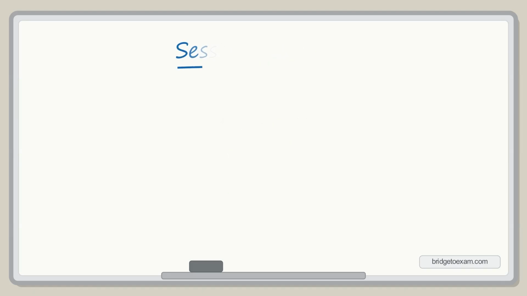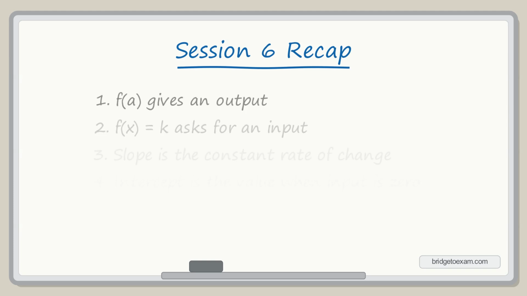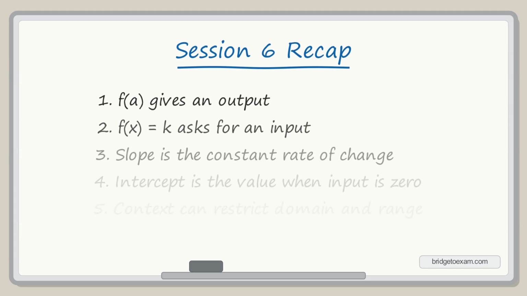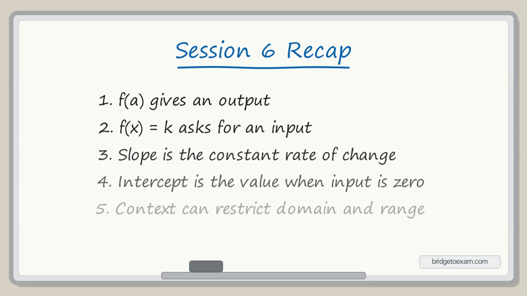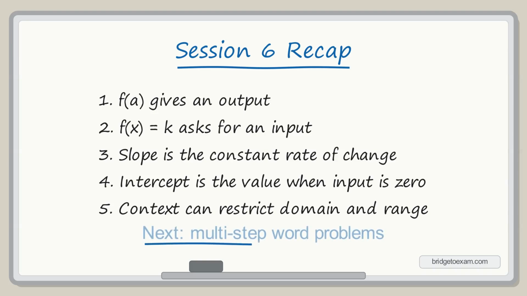Session 6 recap. Function notation tells you whether you are finding an output or an input. Slope is the constant rate of change. The intercept is the value when the input is 0. In modeling, attach units and let context restrict the domain and range. Next, we move to multi-step word problems.